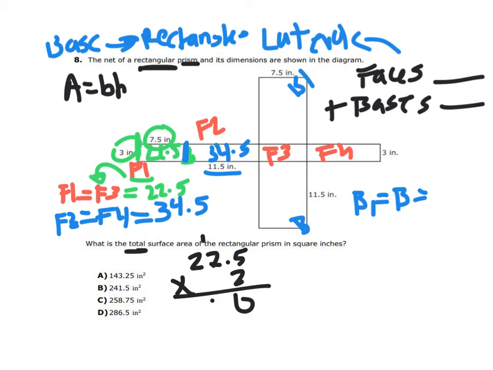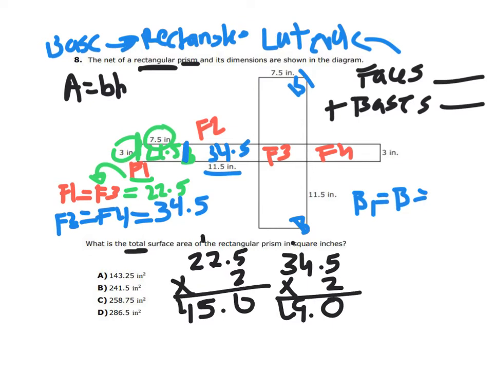So when I do that, I get 45. So the area of face 1 and face 3 is 45. Now I got to figure out the area of face 2 and face 4. So I got to multiply 34.5. Sorry, let me redraw that. Times 2, because 2 of them are 34.5. And I get 69.0. So now to find my area of my faces only, which is the same thing as lateral, I add those two numbers up.